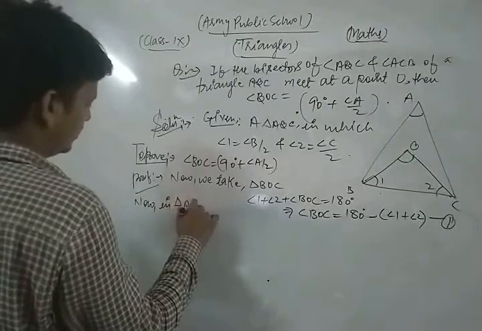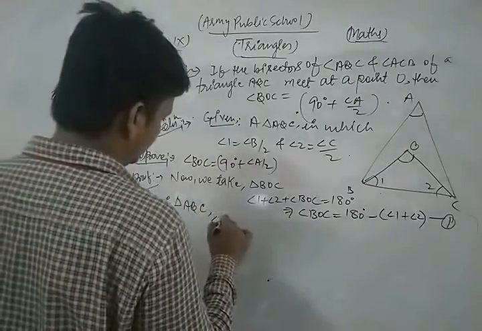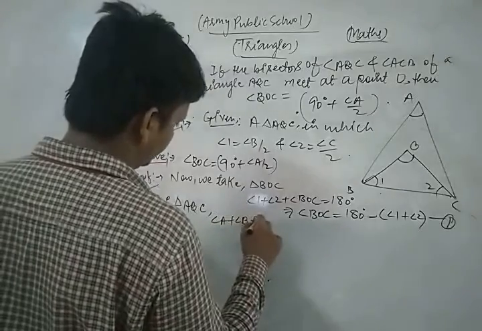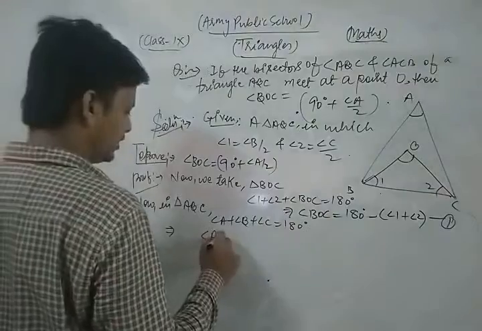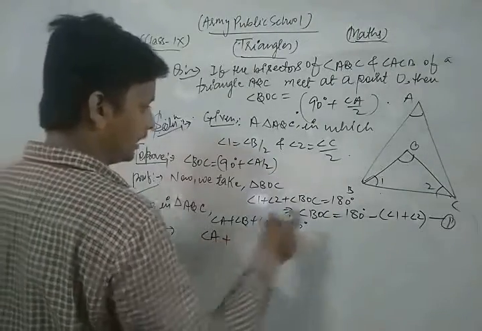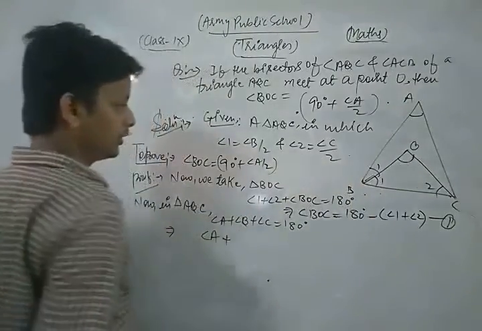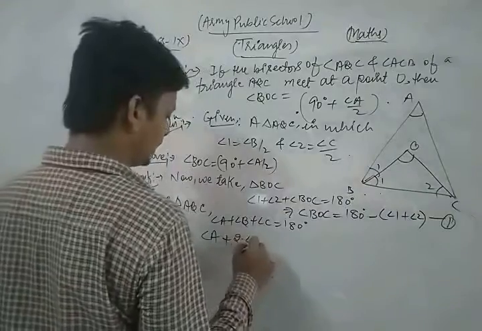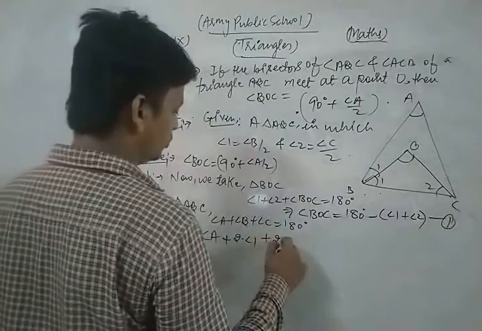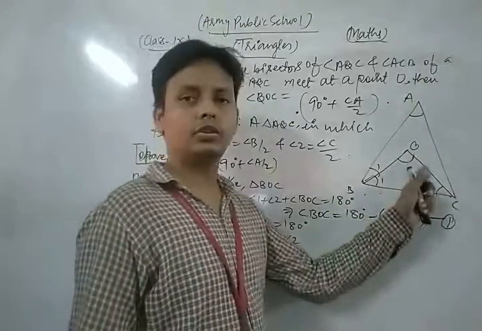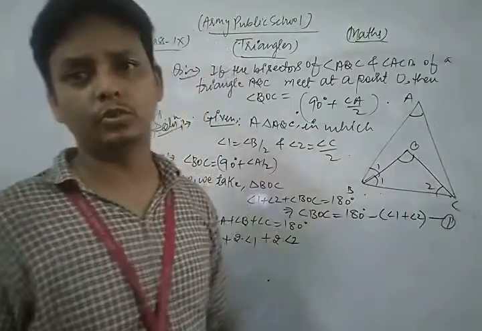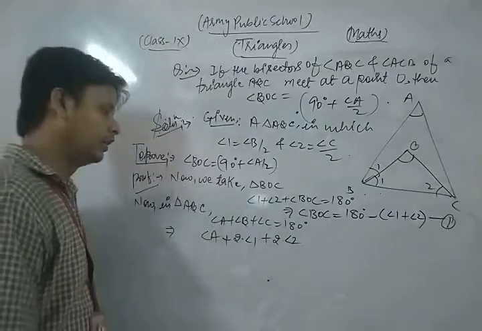Now, in triangle ABC, angle A plus angle B plus angle C is equal to 180. So now we can write angle A plus angle B plus angle C, where this is 1, this is 1 and this is 2, this is 2. Because this is the bisector of angle A, it is split into two angles of equal measure. Okay.